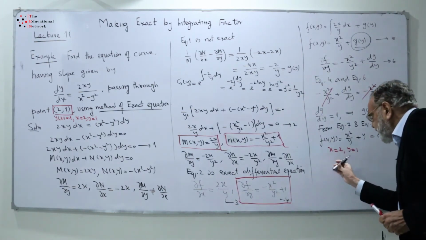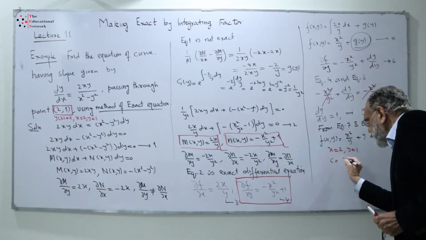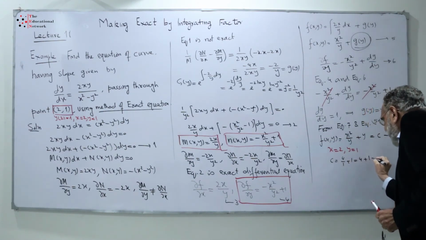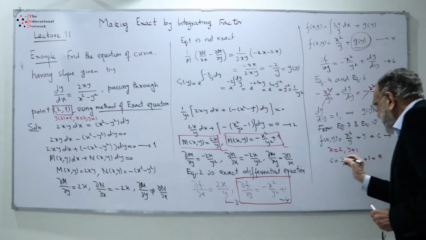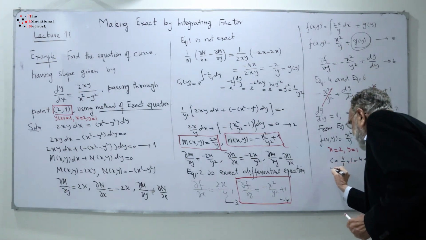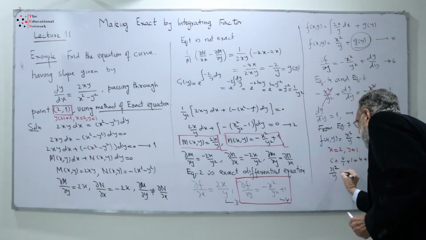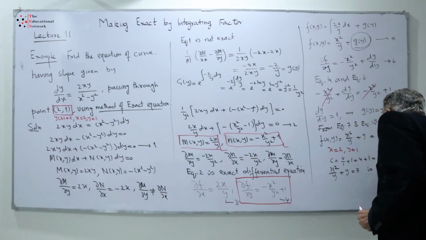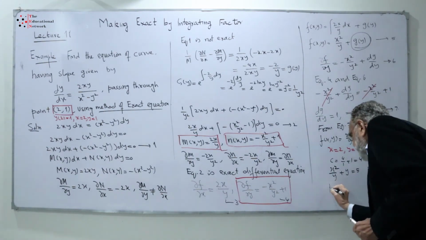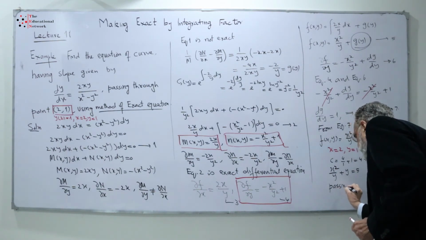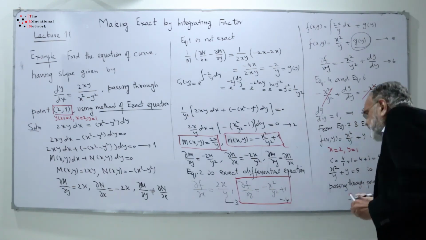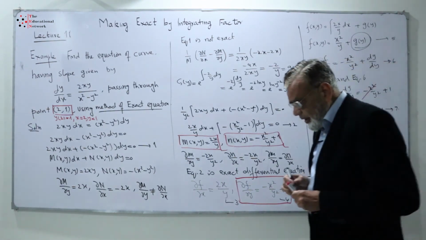So my c, with x equal to 2, x squared is 4, plus 1, is equal to 4 plus 1, is equal to 5. So I can write my solution as x squared over y plus y is equal to 5, which is a curve passing through the point 2, 1.